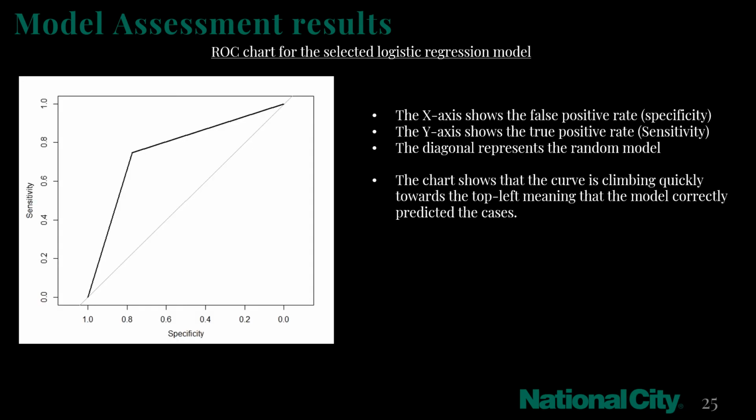And again, this is the ROC chart for the selected logistic regression model. The x-axis shows the false positive rate, which is specificity, and the y-axis shows the true positive rate, which is sensitivity, and the diagonal represents the random model. And the chart shows that the curve is climbing quickly towards the top left, meaning that the model correctly predicts the cases.